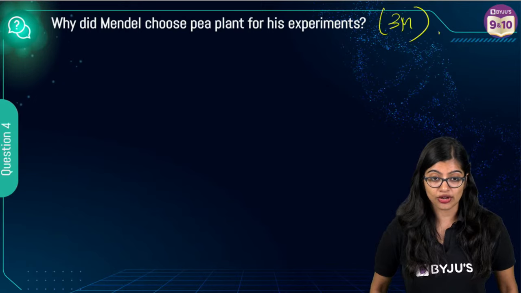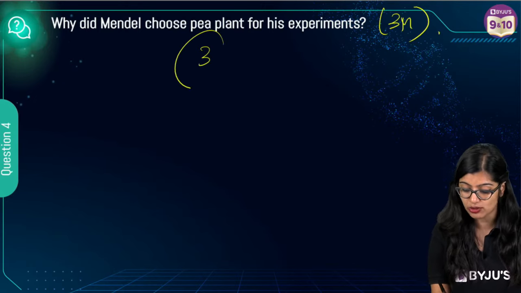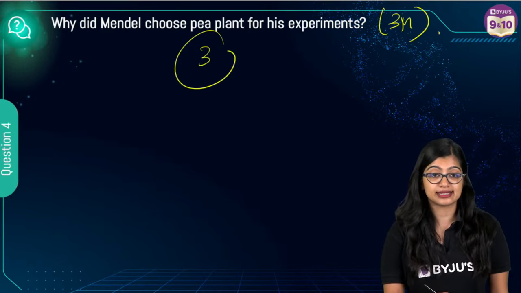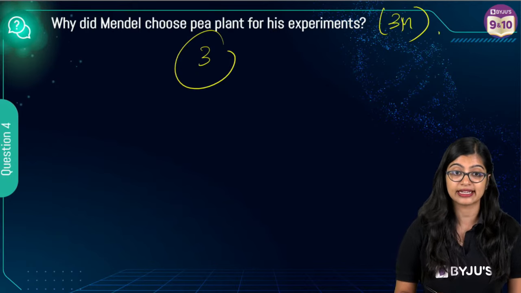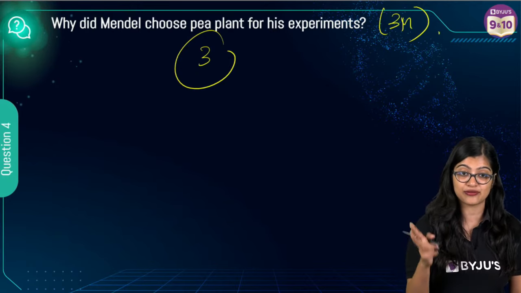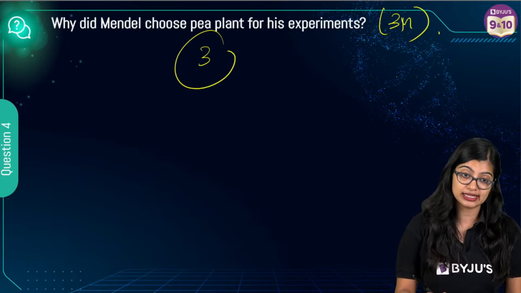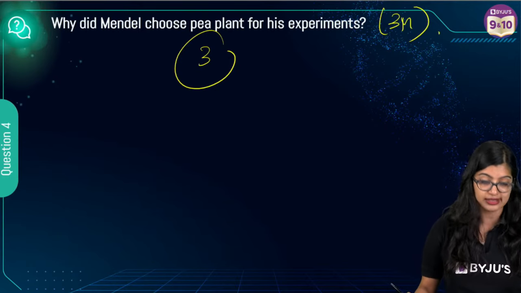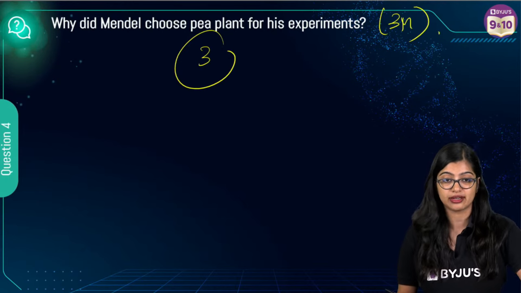Because it has several contrasting characters. See, 3 points, you will get 3 marks, okay? Distinctive traits, detectable contrasting characters. Yes, lifespan is less, bisexual, it's fast to grow, extreme differences, amazing. More answers coming my way, brilliant, right?